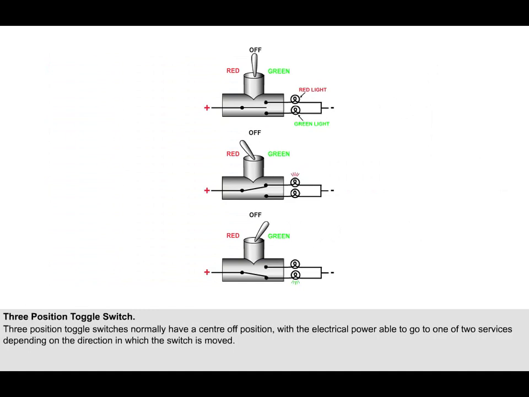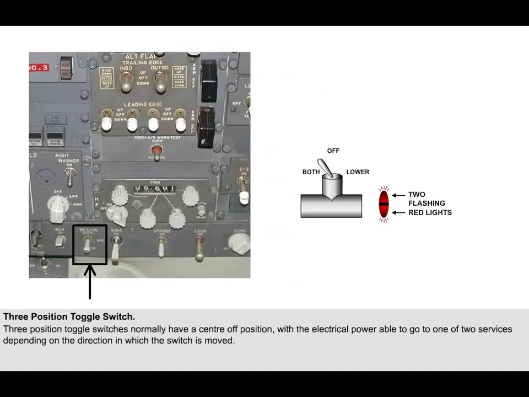Three-position toggle switches normally have a center-off position, with the electrical power able to go to one of two services depending on the direction in which the switch is moved. This switch here, for instance, allows the pilot to select either both the upper and lower anti-collision beacons, or the lower one only.